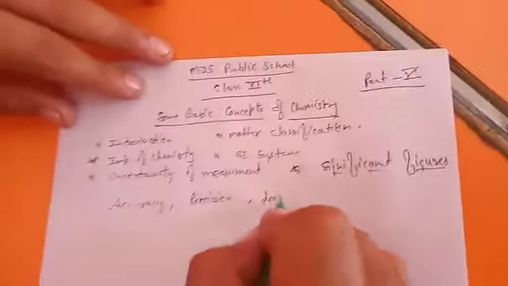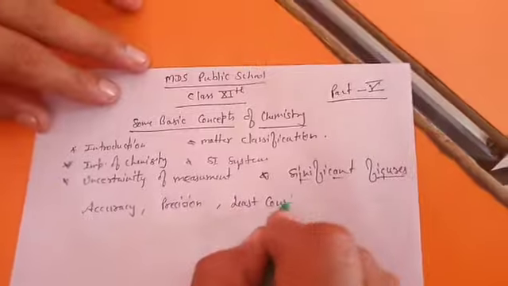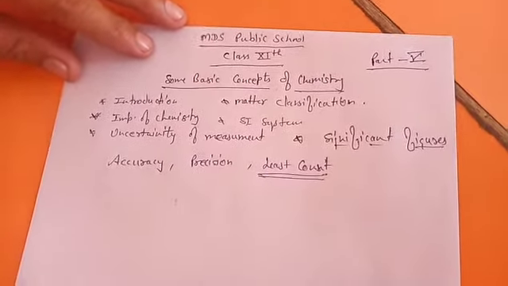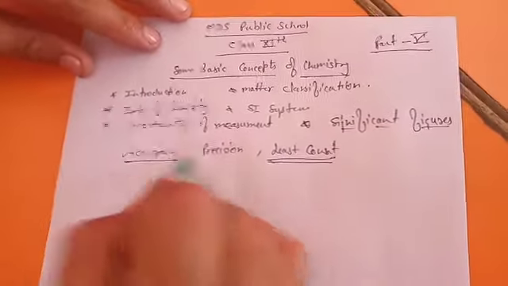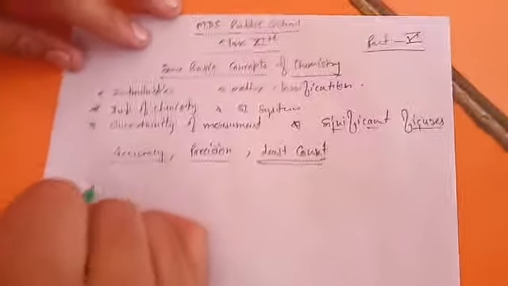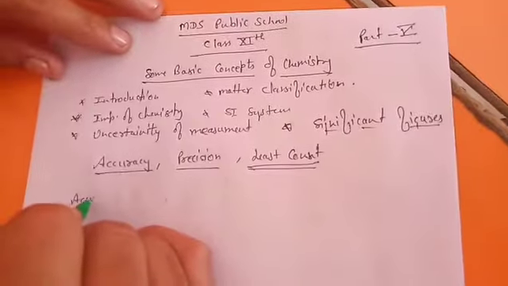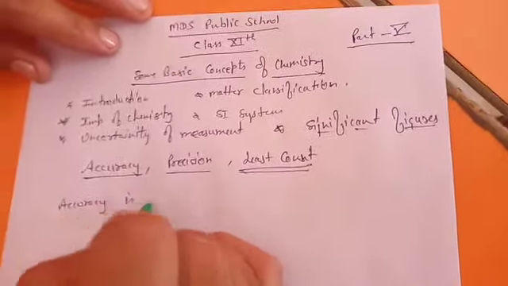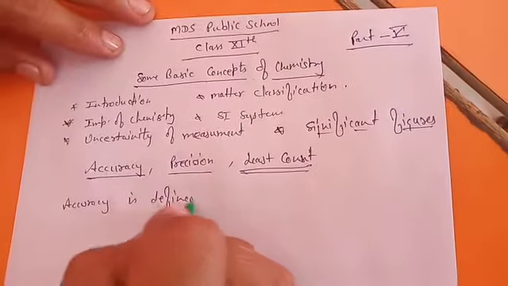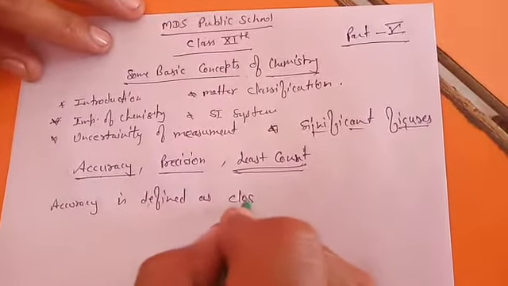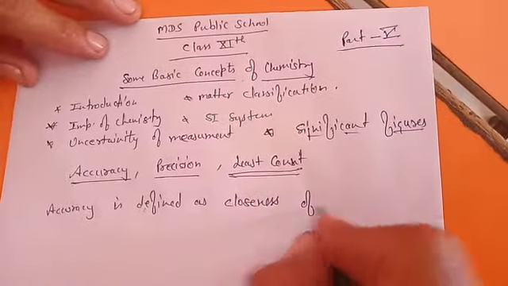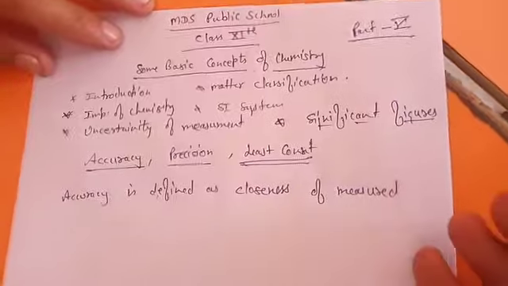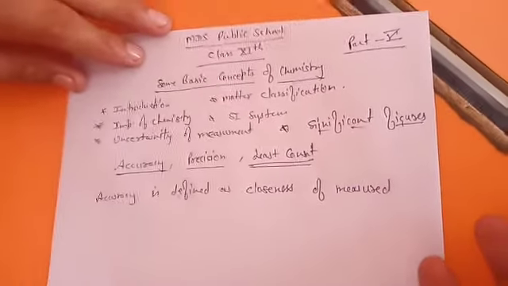and least count. This term is not given particularly in NCERT, so please focus on this as well. First I am defining these. What is accuracy? Accuracy is defined as closeness of measured value. Measured means you measured anything, like distance or time, by using any instrument.